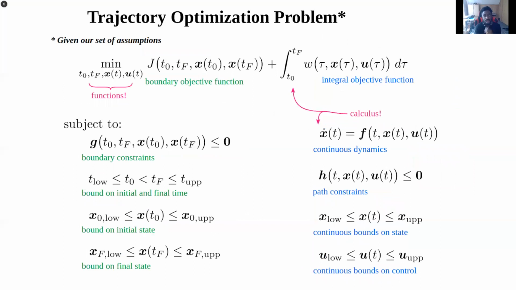So a trajectory optimization problem is made up of an objective function and constraints. So anytime you see objective functions and constraints, you know that this is an optimization problem you are trying to solve.